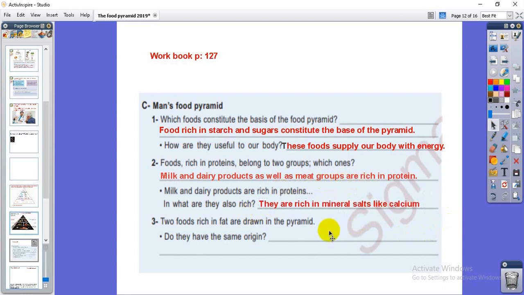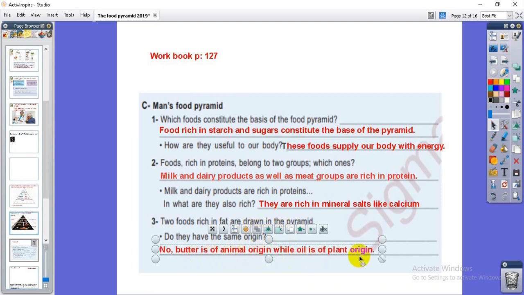Very good. Now, two foods rich in fat are drawn in the pyramid. Do they have the same origin? Here they are talking about the pyramid in your book, page 78. We have at the top of the pyramid oil and butter. So no, they do not have the same origin. Butter is of animal origin, while oil is of plant origin.